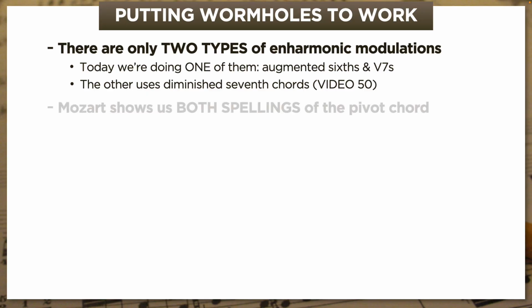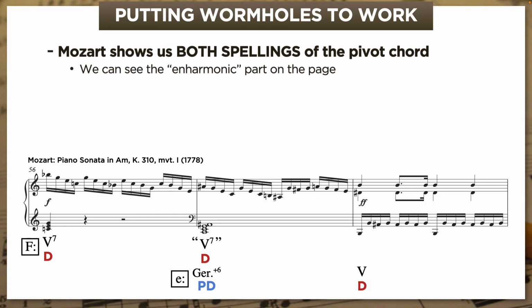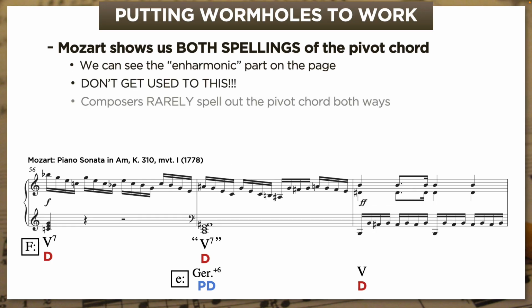He actually shows us both spellings of the pivot chord, by which I mean we can look at the score and see a C dominant seventh here, C, E, G, B flat, and then see the B flat replaced with its enharmonic twin A sharp, which tells us that the chord's not going to resolve like a 5/7 at all. In other words, it's an enharmonic modulation where we get to see the enharmonic part on the page. Don't get used to this. Composers rarely spell out the pivot chord both ways. They're much more likely to just pick one.